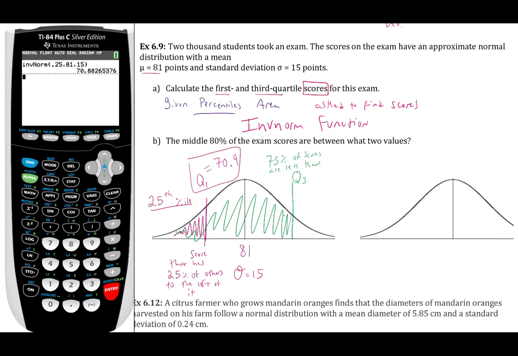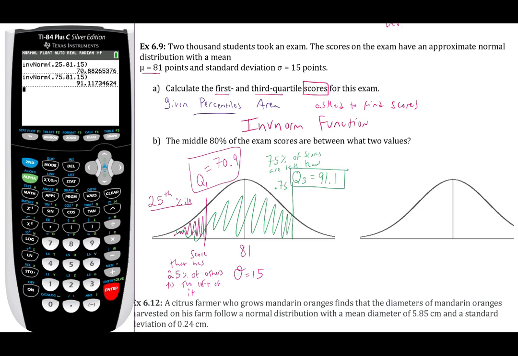So my area is going to be 0.75. So I will type in second vars number 3, change the area to 0.75, mean of 81, standard deviation of 15. And I will get my third quartile is 91.1.